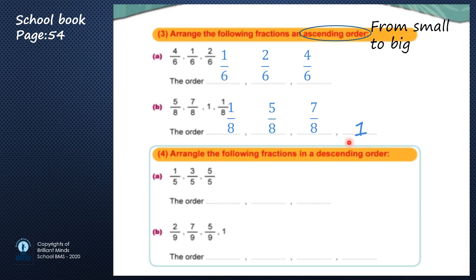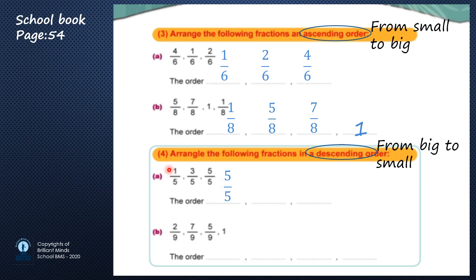Okay? Number 4. Arrange the following fractions in descending order. What the descending order? From the greatest to the smallest, from big to small. Okay, again, here all the fractions with the same D. So we're gonna check the numerators. Now I want the big. What do you think? 1, 3 or 5 is the greatest? It will be 5. So I'm gonna put the first fraction here, 5 over 5, okay?